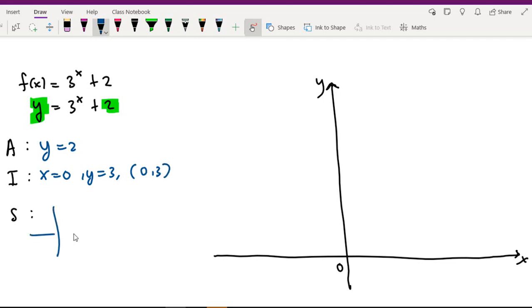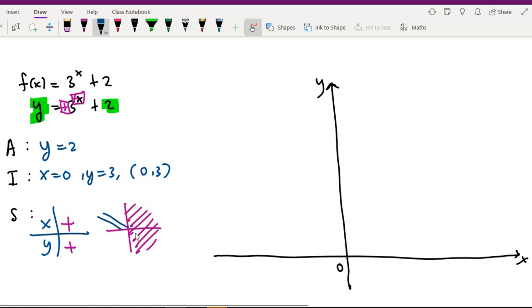Starting point: just consider x, y. For x, check the coefficient beside x is positive. Then for y, check here, also positive. For x positive, the quadrants are first and fourth. For y positive, it is above the x-axis, first and second quadrant. The overlap is the first quadrant, so the starting point is in the first quadrant.